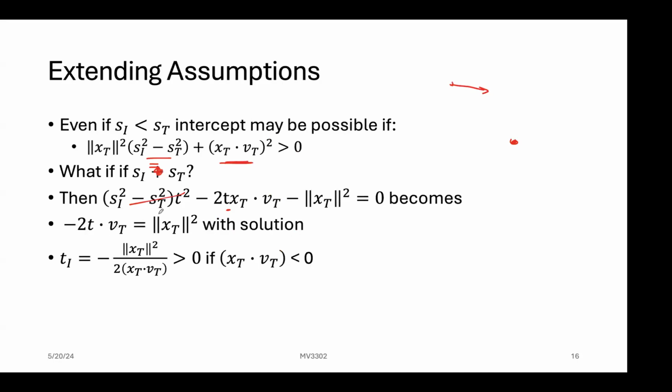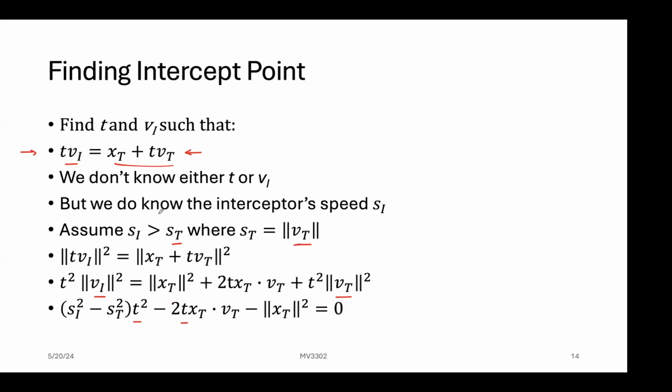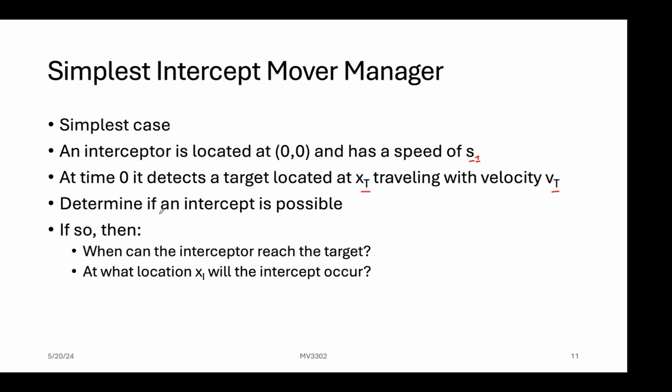So in other words, for all possibilities, we have answered the question: can we intercept it? Whether we're faster, slower, or equal, we can determine if we can, and if we can, we can determine the location, and we also know when.